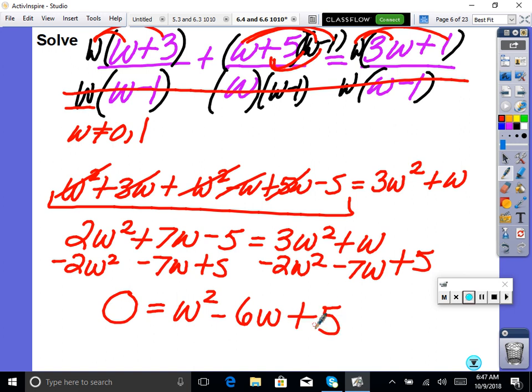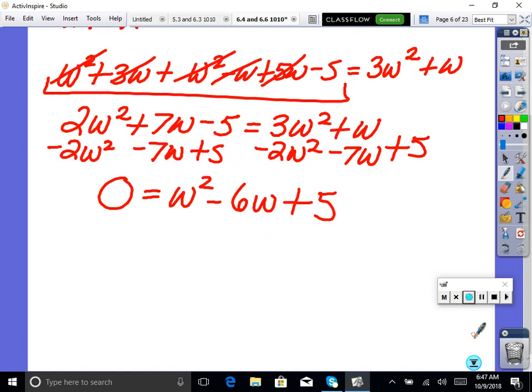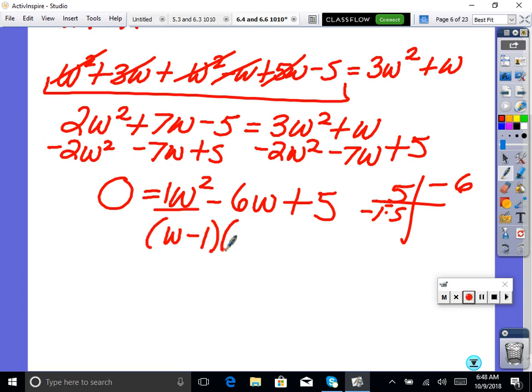You'd say, I solve quadratics by factoring and getting it equal to 0. So what multiplies to be 5 and adds up to be negative 6? It's got to be 1 and 5, doesn't it? And then negative, negative. Then you'd say I can quick factor: w minus 1, w minus 5. So w equals 1, w equals 5.